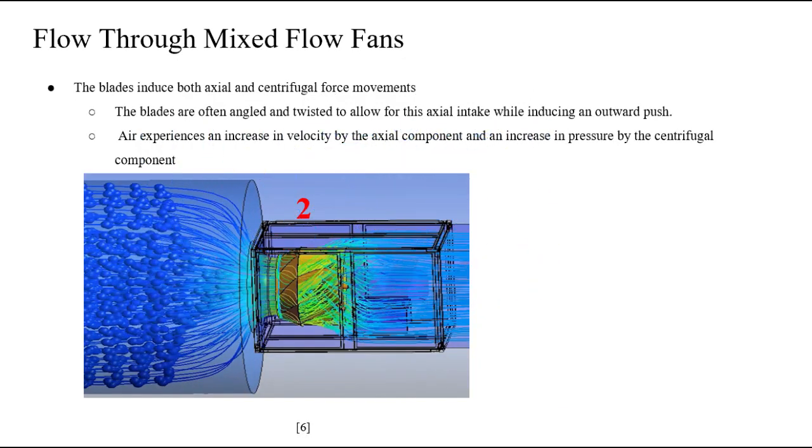Once the air is inside the housing, the blades on the impeller are able to induce both axial and centrifugal forces on the air due to their shape and orientation. The angled and twisted blades allow for the axial intake of the air while also inducing an outward push for the outlet. This results in the air experiencing an increase in velocity, which is caused by the axial component, and an increase in pressure, which is caused by the centrifugal component of the fan blades on the impeller.